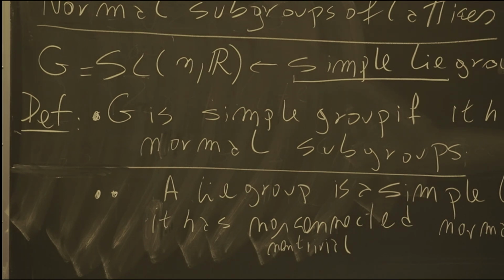Okay. So now the big question is, is this property inherited by the lattices? So are the lattices in a simple Lie group also simple? Okay, and that's why the title is normal subgroups of lattices. So if we can say that there are no such normal subgroups, then the lattices will be simple.